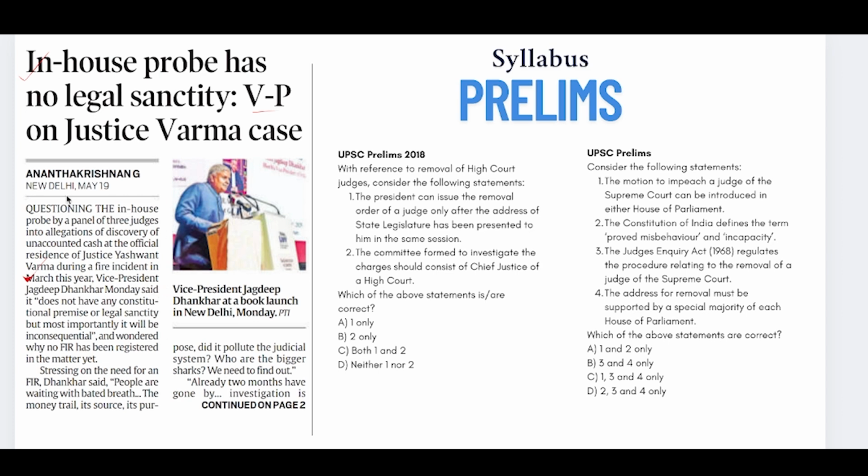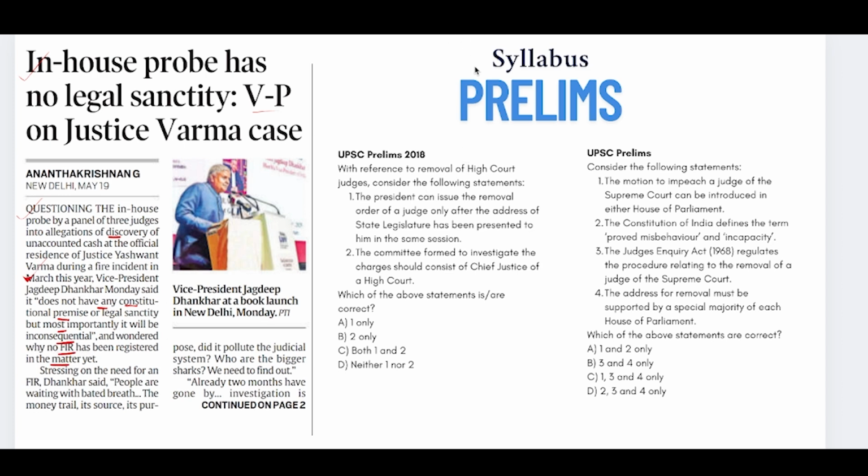And in this context, the executive in our country has sharpened the attack on the judiciary. The Vice President has said that the in-house probe by a panel of 3 judges into allegations of discovery of unaccounted cash at the official residence of Justice Yashwant Verma does not have any constitutional premise or legal sanctity, but most importantly, it will be inconsequential, and wondered why no FIR has been registered in the matter yet.